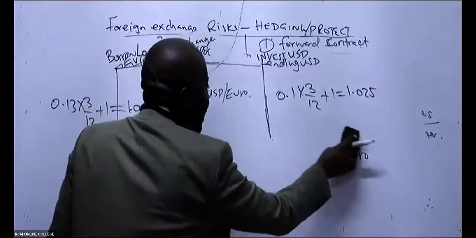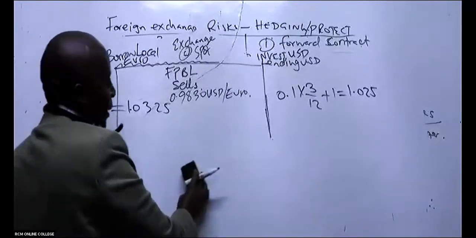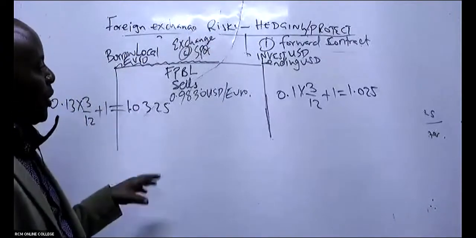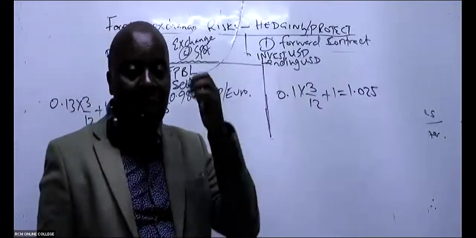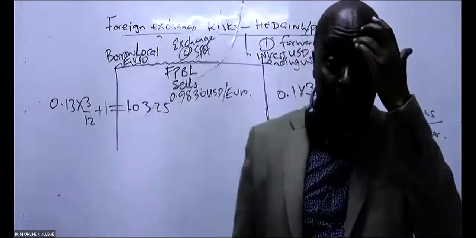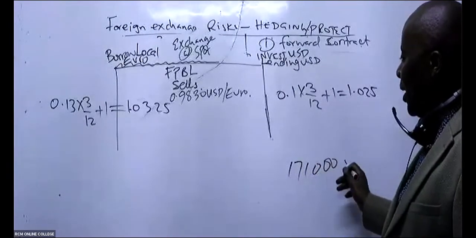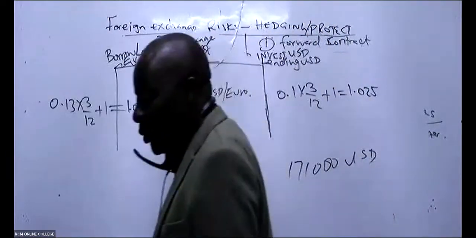You place the money. Remember, money is hidden far away. Don't play with money. Whenever you get in this case, the money in the question, how much money are we hedging here? How much money are we hedging? Was it 171,000 for 3 months in USD? 171,000 US dollars, isn't it?